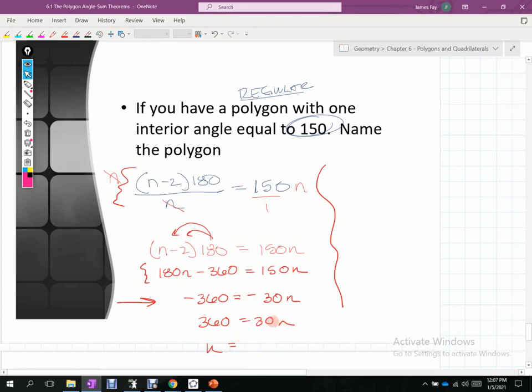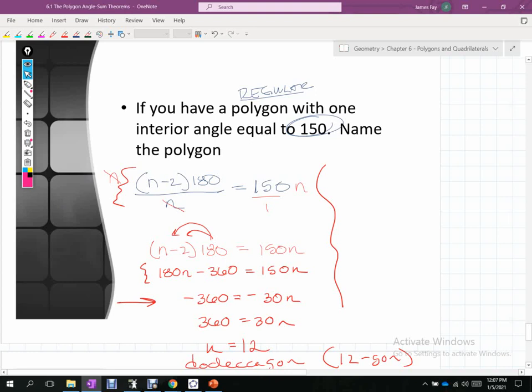Divide both sides by 30. So in this case, 30. I always divide 36 by 3, which gives me 12, right? So if they asked me to name it, in this case, it's a dodecagon. Sometimes it'll be okay just to say it's a 12-gon.